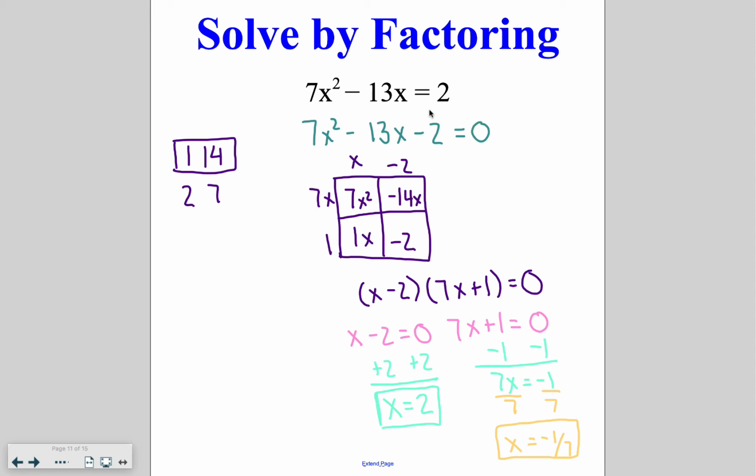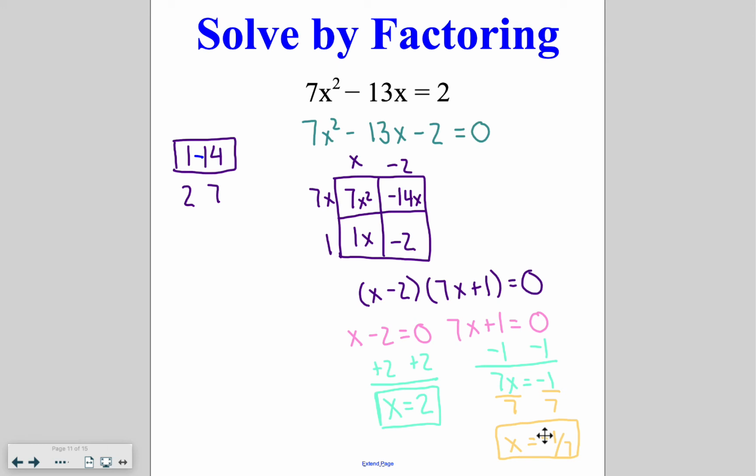First step, subtracting 2 from both sides to get it equal to 0. Then I have 7 times 2 is 14. To get to a negative 13, I need a positive 1 and a negative 14. Plugging that into our box and factoring out, I get x minus 2, 7x plus 1. Solving each of those, I get answers of x is equal to 2 and x is equal to negative 1/7.